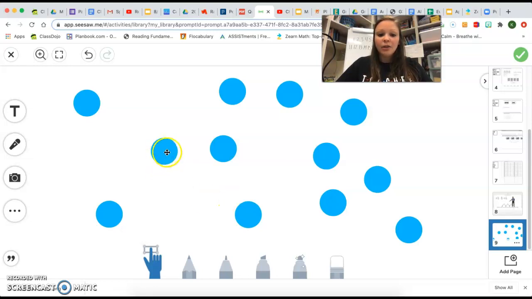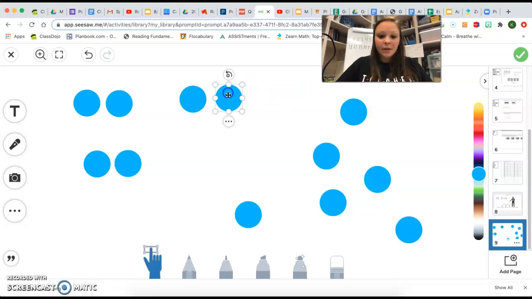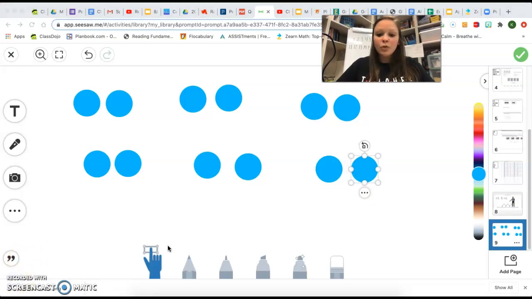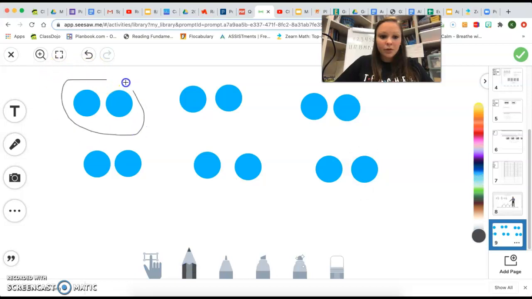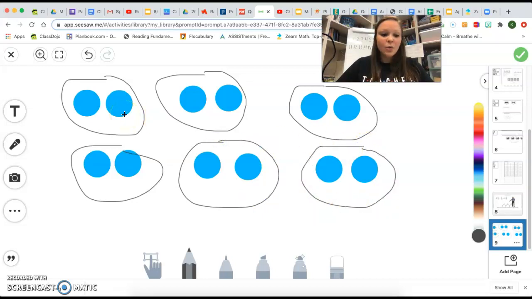Today I'm going to put 2 counters in each group. 2, here's another 2, here's another 2, here's another 2, here's another 2, and here's another 2. This is way easier to count. How many equal groups of 2 do I have? Let's circle our equal groups. Here's 1 group, 2 groups, 3 groups, 4 groups, 5 groups, 6 groups. I have 6 equal groups.